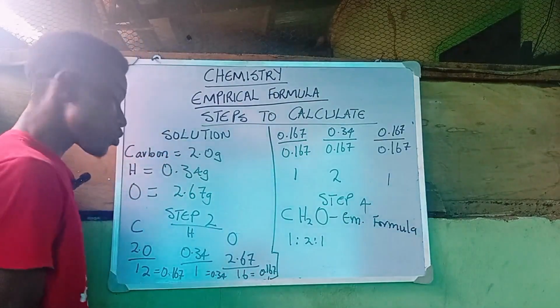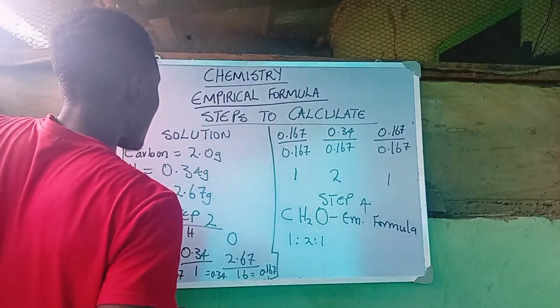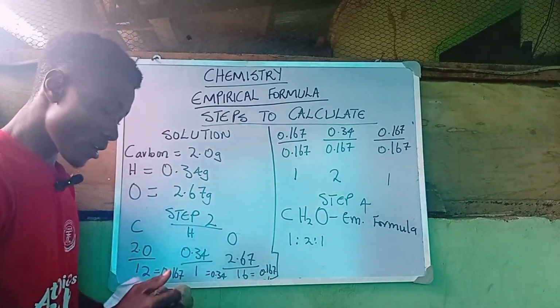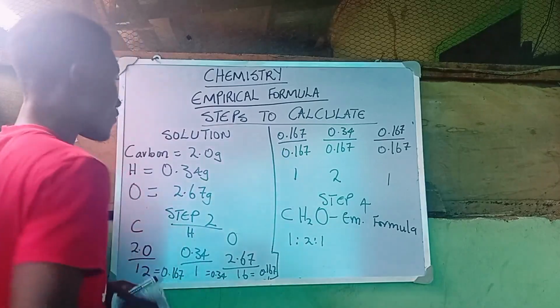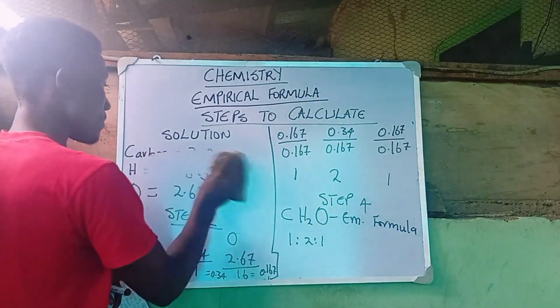But let's move on to solve for the molecular formula. Solving for the molecular formula is very easy, so you don't even need to panic. To solve for the molecular formula, what you simply have to do is to bring in an unknown, which is X.